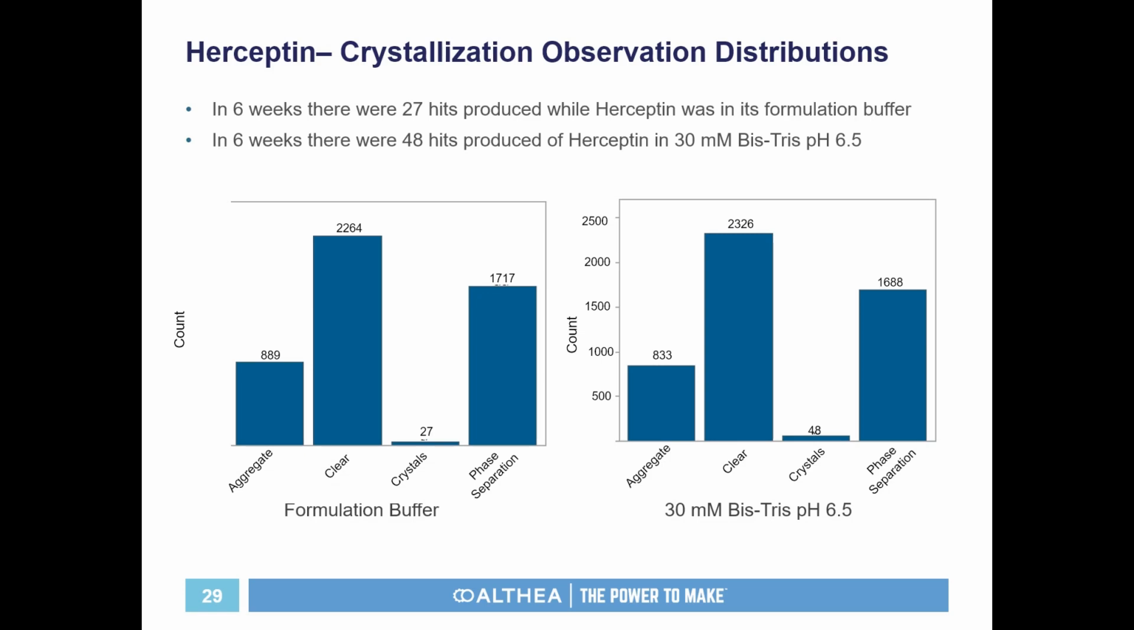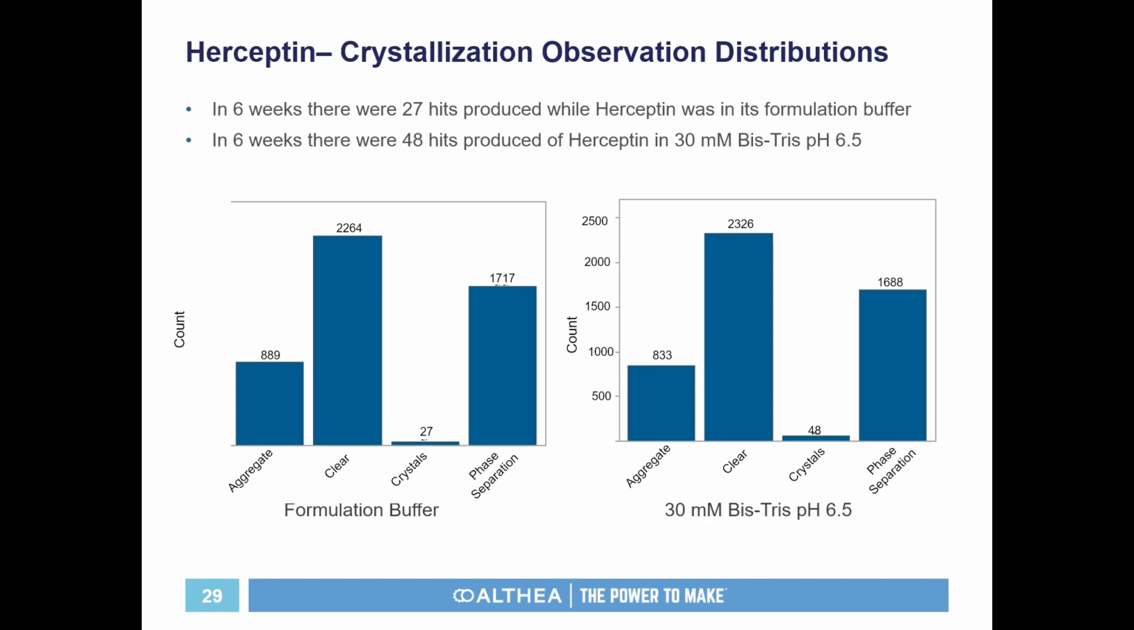So here we're looking at comparing the results of our crystallization screens of the proteins in two different buffers. The first buffer is the formulation buffer that the drug product came in. The second buffer is that 30 millimolar Bistris, pH 6.5, that we selected after putting the protein through our pre-crystallization methodology. The protein crystallization screens were all the same for both of these different buffer types.